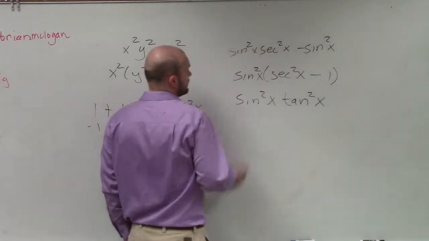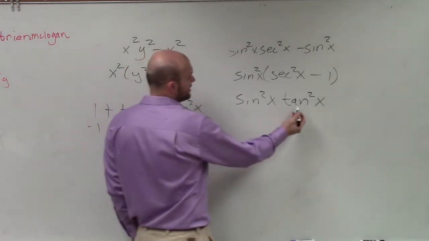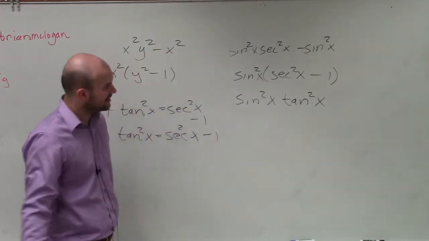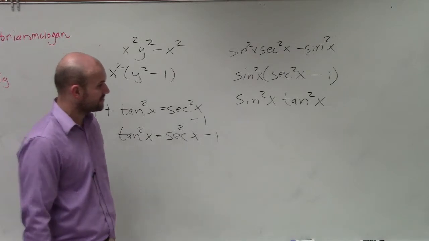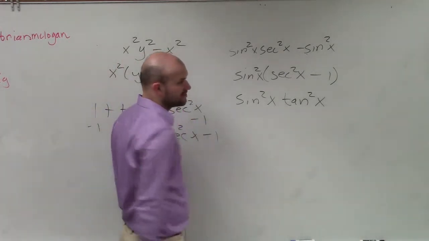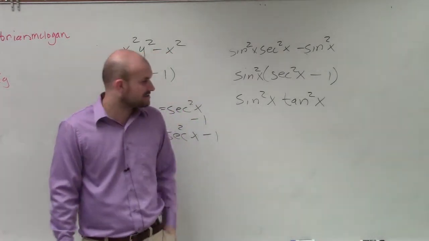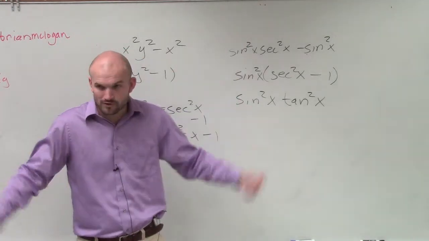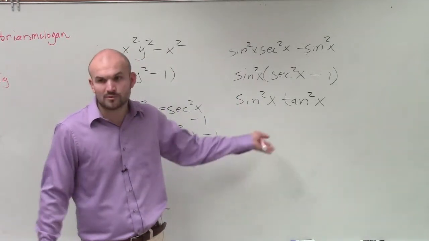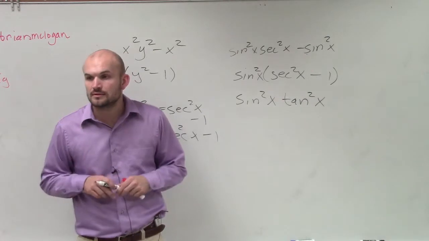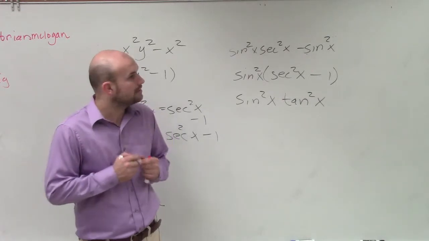If I rewrite this, then I rewrite my tangent as sine squared over cosine squared. But really, that's just going to be your simplified version. I mean, there's really nothing else. You could multiply it. It'd be sine to the 4th over cosine squared. But that's not really any more simplified than this. Yes? Oh, yeah, sure. So that'd be your final answer.